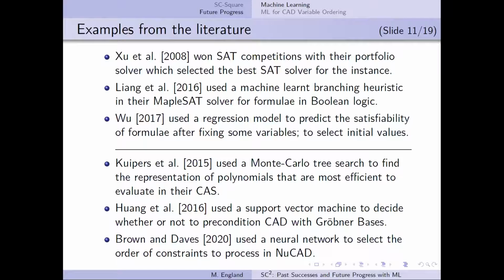We've also got, I just selected one of my papers here, the use of support vector machines to decide whether or not to precondition CAD. And more recently, last year, Brown and Davis used a neural network to select the order of constraints that the new CAD algorithm I mentioned earlier should process the constraints in. So that's an example here that the algorithm could process the constraints in any ordering. It's perfectly valid to do so in any ordering, but in some orderings it will be quicker than others.